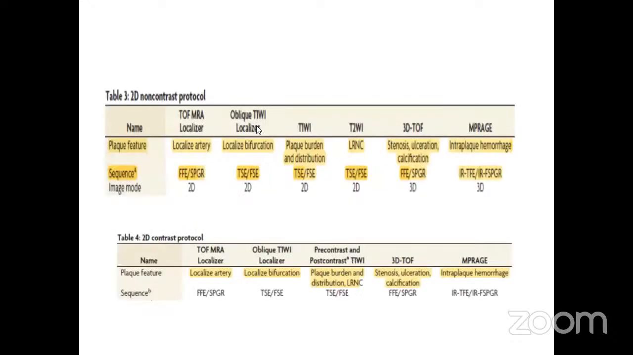In the 2D contrast protocol, we can get T1 weighted images, T2 weighted, time of flight, and MPRAGE images, which show intraplaque hemorrhage. Other sequences such as FFE and DSC, turbo spin echo and spin echo sequences can also be used. And this is one of the images.